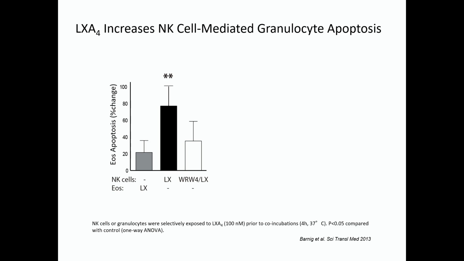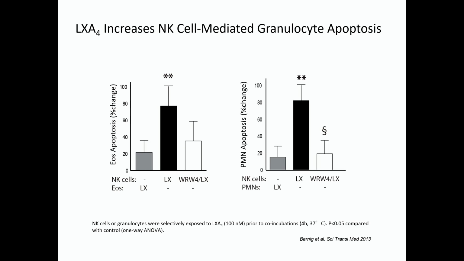So we exposed either NK cells or autologous granulocytes to lipoxin, and what we found is that it enhanced NK cell cytotoxicity for the granulocyte, inducing apoptosis for eosinophils and neutrophils, and that this was receptor activated because the WRW4 peptide, which is a competitive antagonist at ALX, blunted the lipoxin's ability to do this. Lipoxin exposure to the granulocytes themselves did not induce apoptosis to any significant degree.